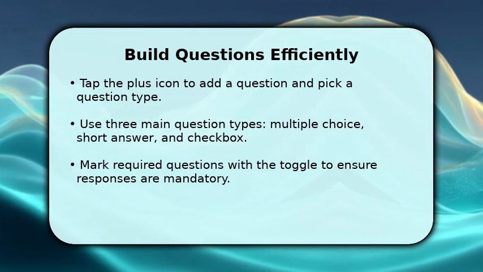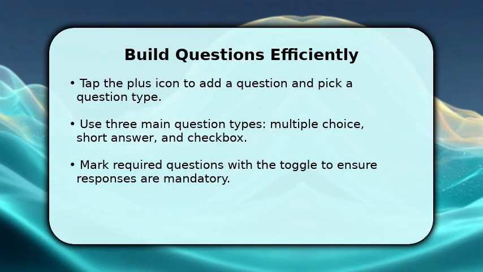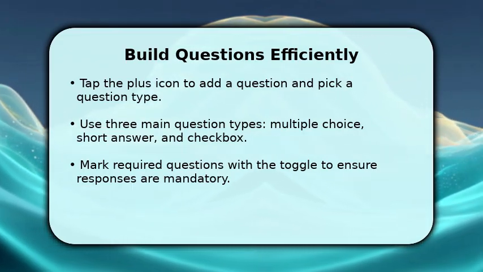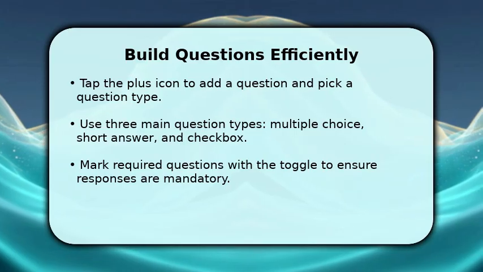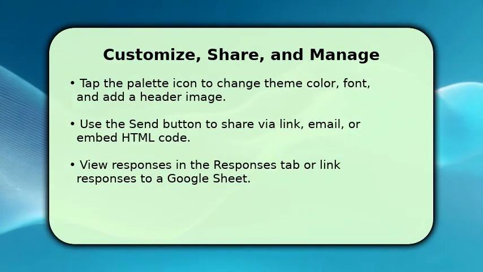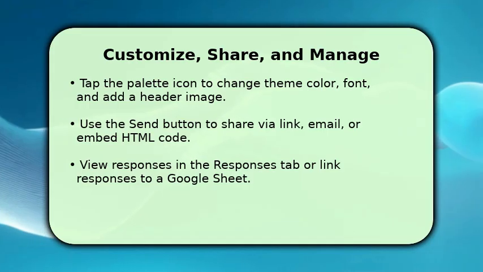Add descriptions or images by tapping the description or image icons beneath each question. Group related questions by adding section breaks for better flow and navigation. Tap the palette icon to change theme color, font, and add a header image to brand the form. Use the gear icon to adjust settings like collecting email addresses and limiting to one response per person.